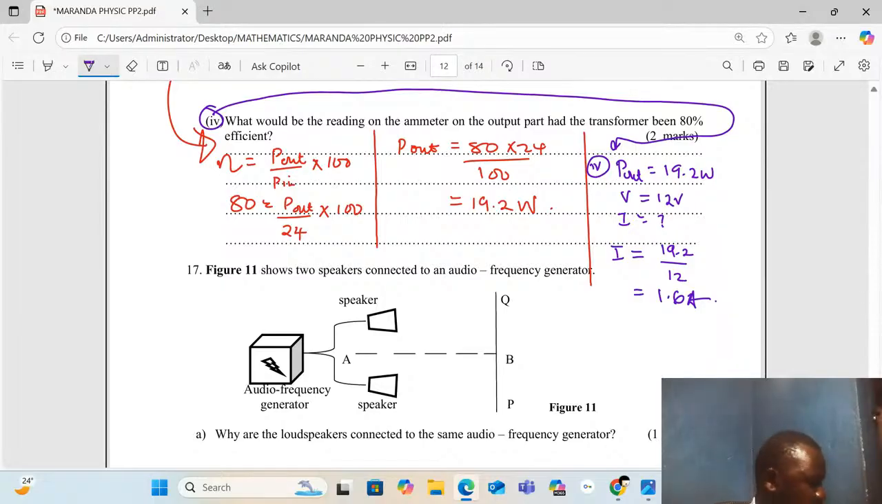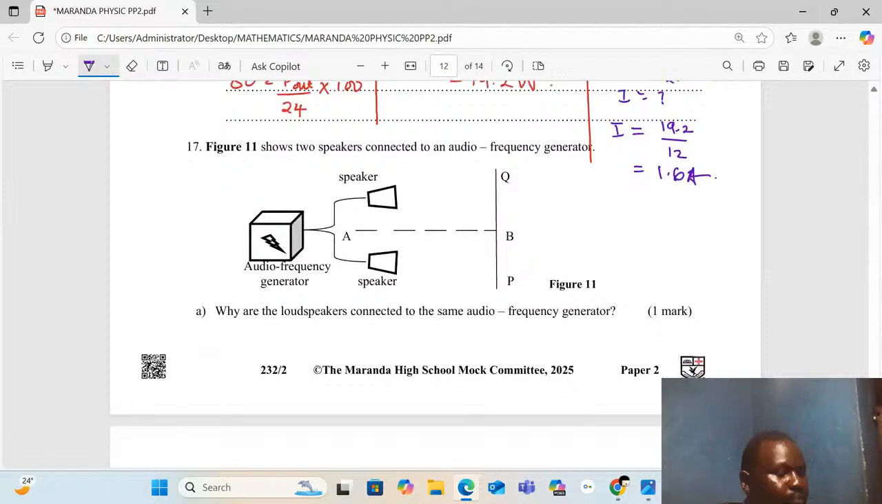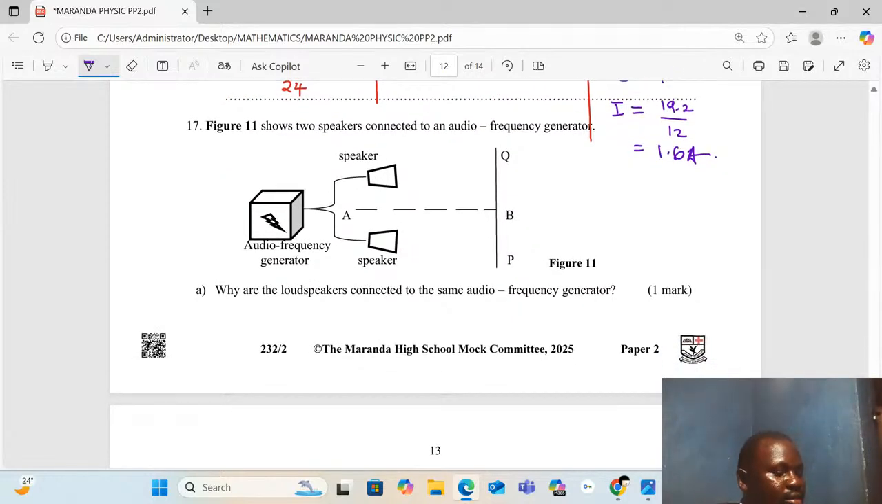Let me check if it is our last question. Our second last question, reading the figure, shows two speakers connected to an audio frequency generator. And then, why are the speakers connected to the same audio frequency? So we want to test the issues to do with interference of waves, and for this one, we want them to produce coherent sound waves.